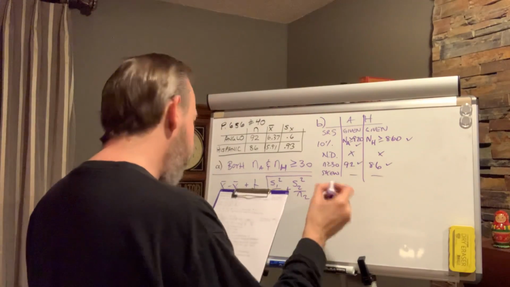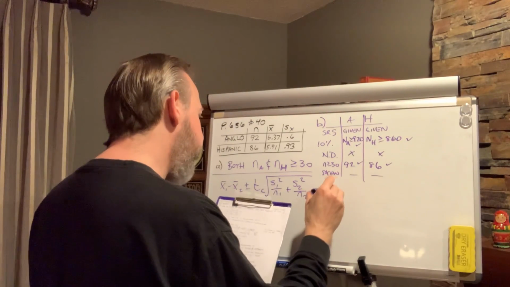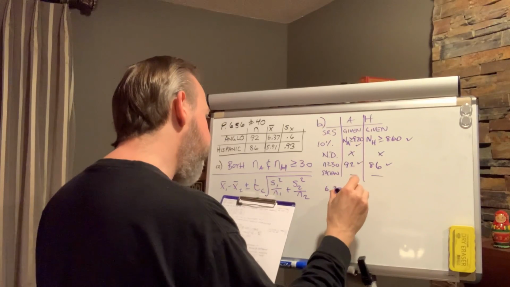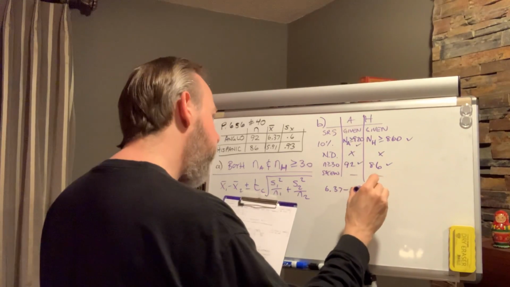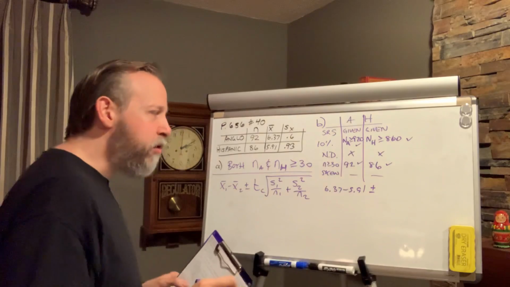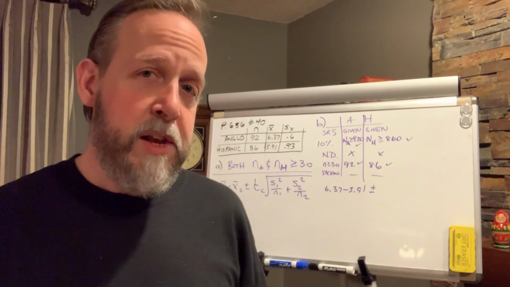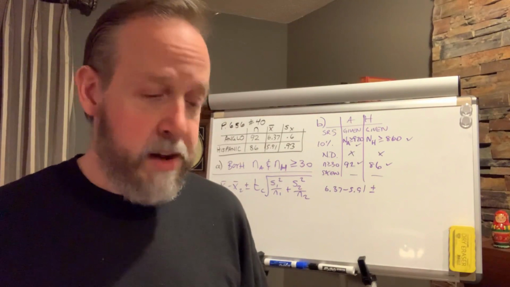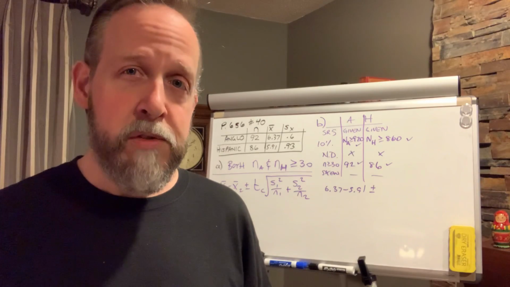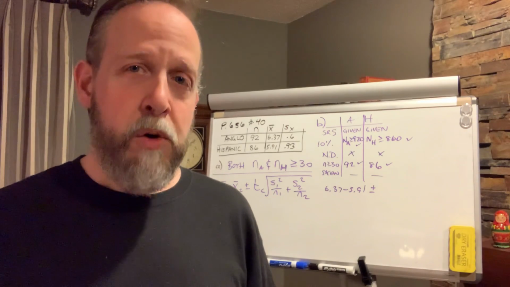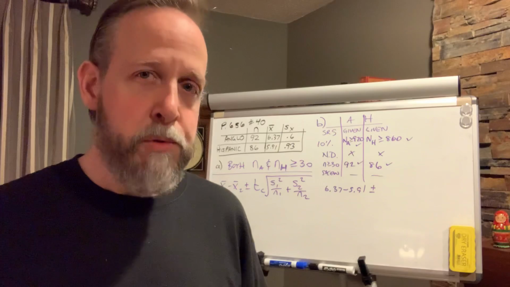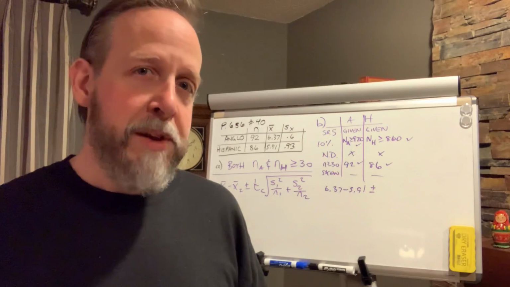So I get, in this case, 6.37 minus 5.91 plus or minus. What's the critical t-score? Remember, we have to use inverse t to find critical t. Inverse t asks for the area. Well, there was a 95% confidence interval, so 1 minus 0.95 over 2, which is 0.025. And then the degrees of freedom.